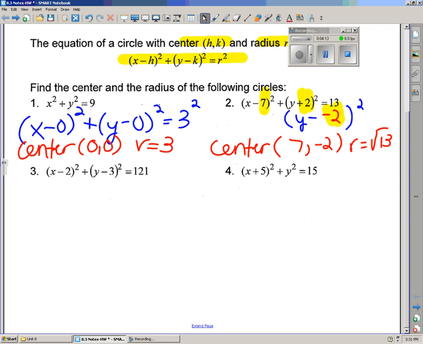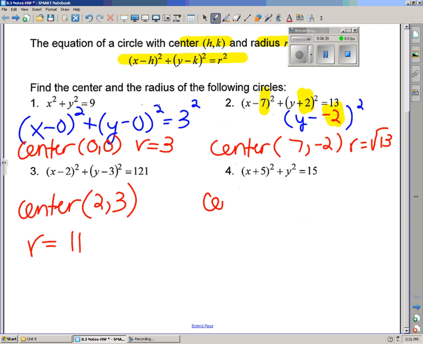What you will probably notice is that your centers are the opposite signs of what you see in your parentheses. In other words, if I just look at number 3, it's (x minus 2) squared, which means my h is 2. y minus 3 means my k is 3. And then my radius is just the square root of 121, or 11.